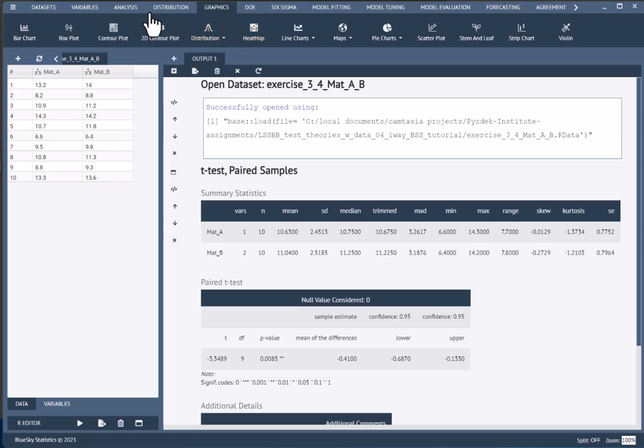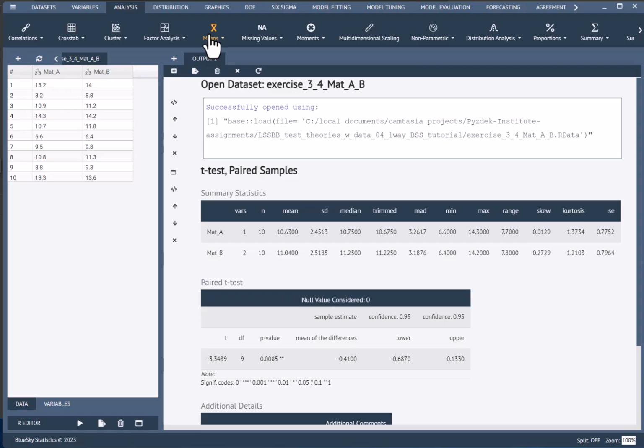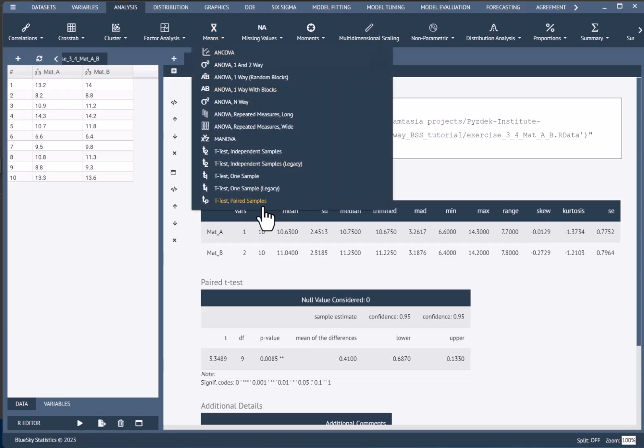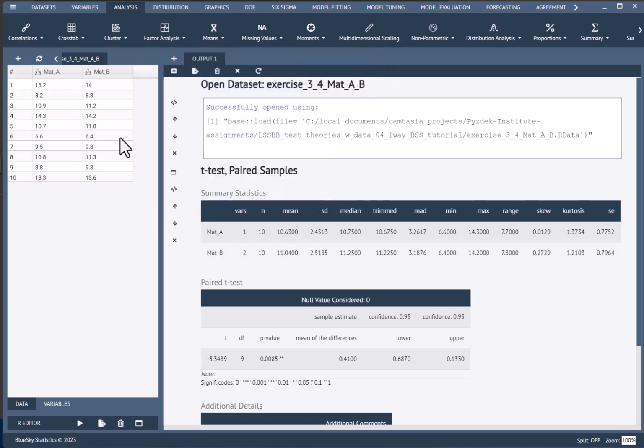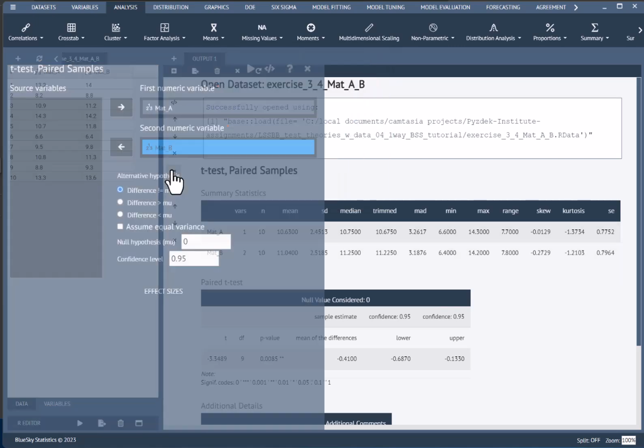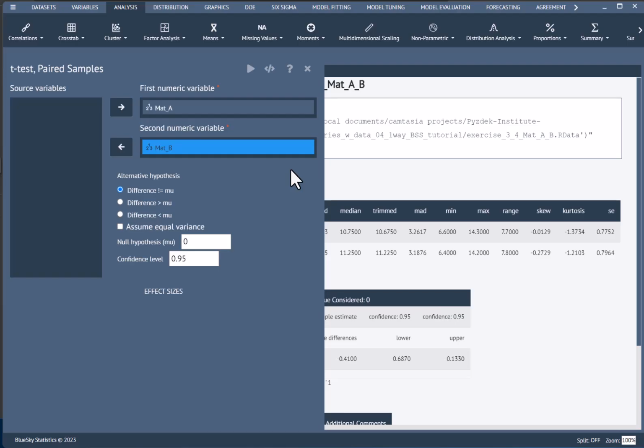So to analyze this data using BlueSky, we go to Analysis, Means, and pick Paired t-test, paired sample. So we did that, and here's the dialog box. It asks for two different numerical variables. We have material A and material B.